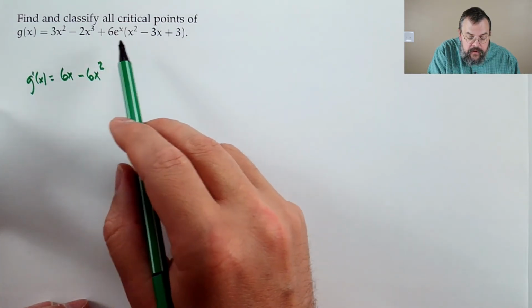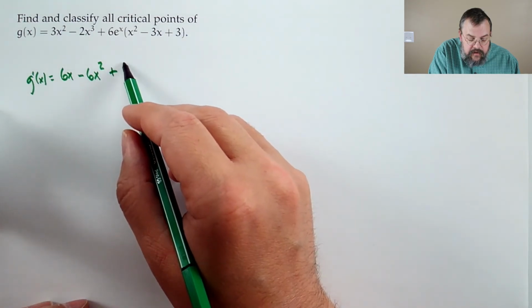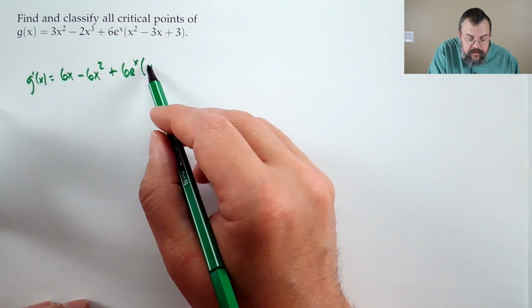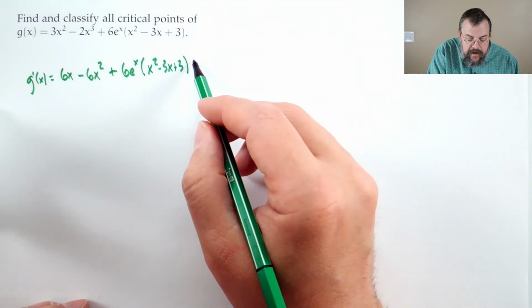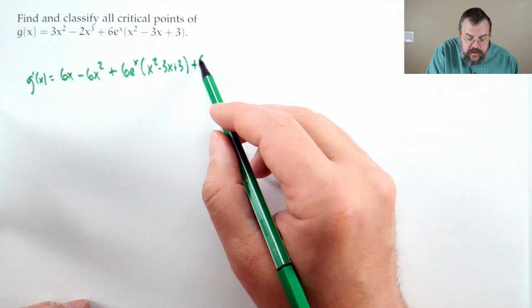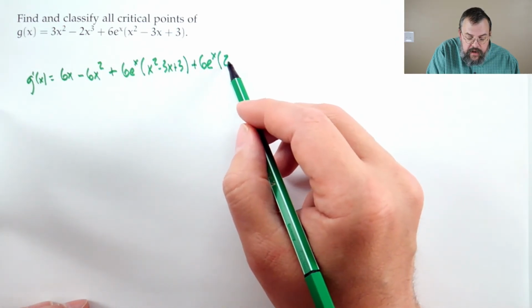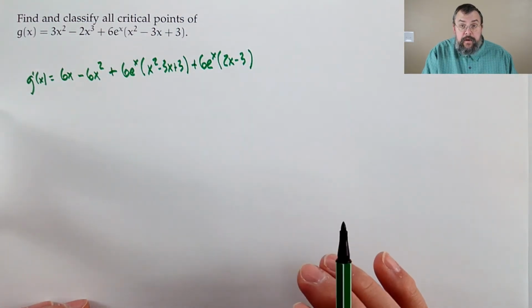Now here, we'll use a product rule. Derivative of the first term, 6e to the x, there's a lot of 6s in this problem, times the second, and then we're going to add the first, 6e to the x, times the derivative of the second, which is 2x minus 3. All right, so there we go.